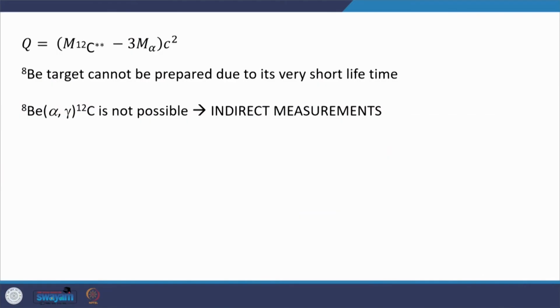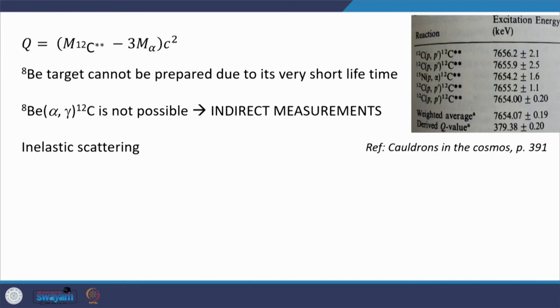Even when alpha plus beryllium 8 is considered, we are able to do the reaction, but the transition is forbidden, 0 plus to 0 plus. So, because of these experimental challenges, it is not possible to carry out the alpha plus beryllium 8 reaction. Okay? So, we have to go for indirect measurements. One example is inelastic scattering.